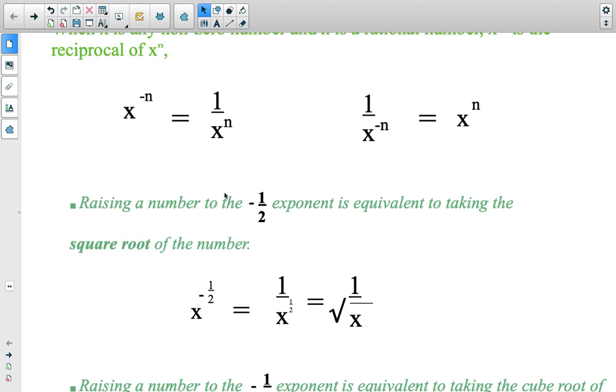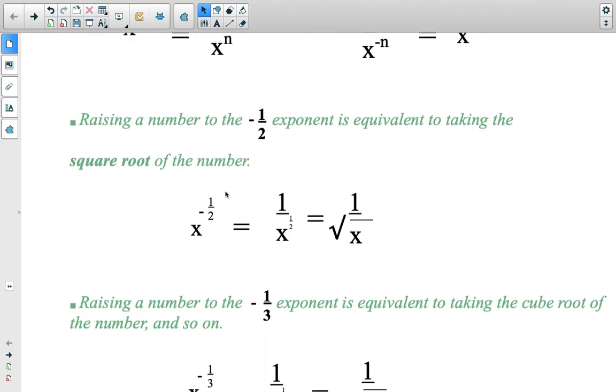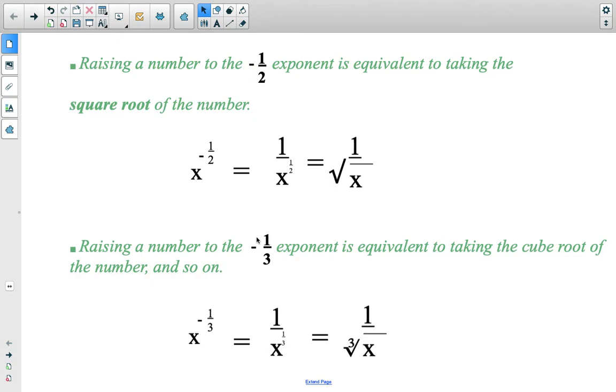If we raise a number to the negative 1/2, you're taking the reciprocal of it and then taking the square root. So you need to take the reciprocal, make that exponent positive, and then take the square root. Same with negative 1/3. We take the reciprocal, and then you take the cubed root.